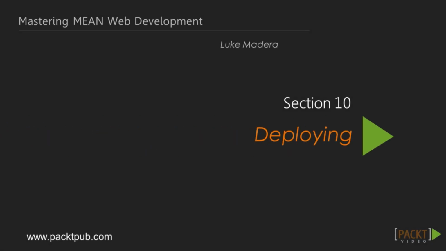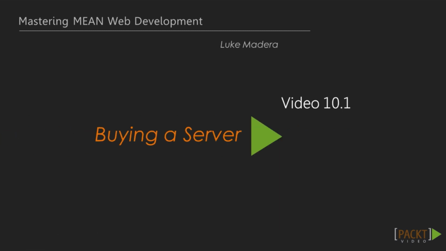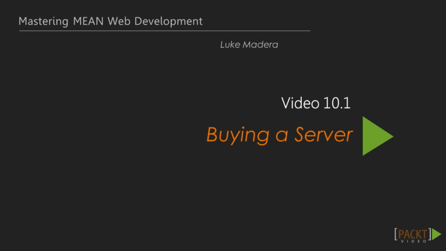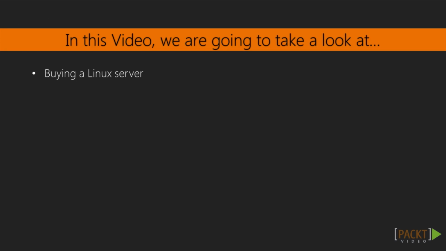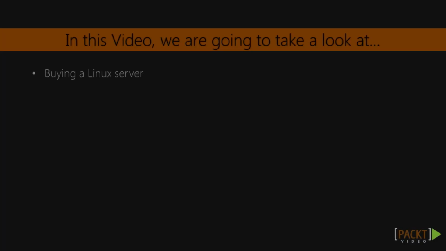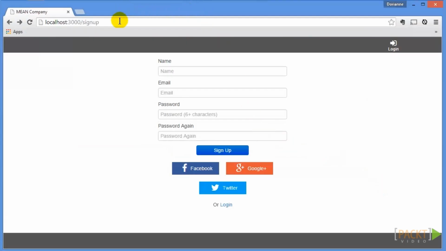In the last section, we went over Angular end-to-end tests with Protractor. In this section, we're going to talk about deploying live, starting with this video, which is going to talk about buying our server. So if we want to deploy things that we have on our local machine right now, like we've been coding, and we want to share them with the world so other people can access them, we need to get a server that's hosted in the cloud that has a public IP address or domain name so we can then access it.